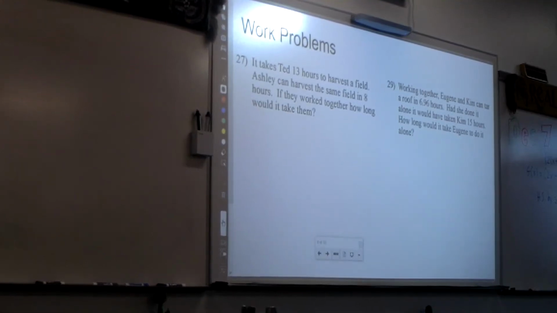Okay, let's have Adam. Will you just read 27 for us? It takes Ted 13 hours to harvest the field. Ashley can harvest the same thing in 8 hours. They work together, how long does it take?